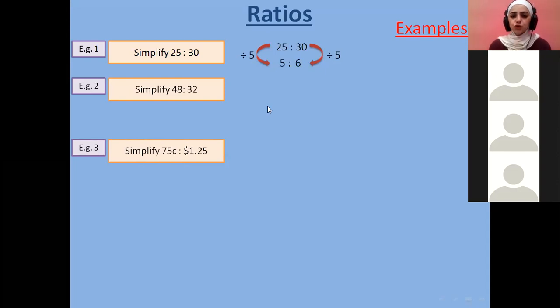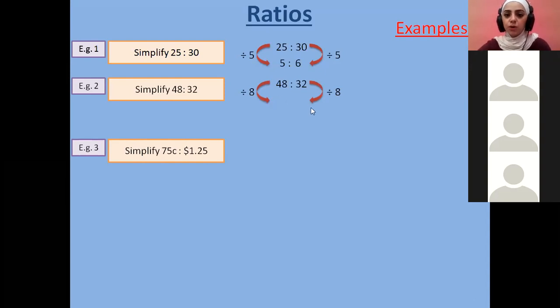So 16 divided by 4 is 4. So in the end, you're left with 6 to 4. Is 6 to 4 the simplest? No, we will simplify another time by 2, which will be 3 to 2. Excellent. So see, Karam did it in 3 steps, but we can do it in one step.